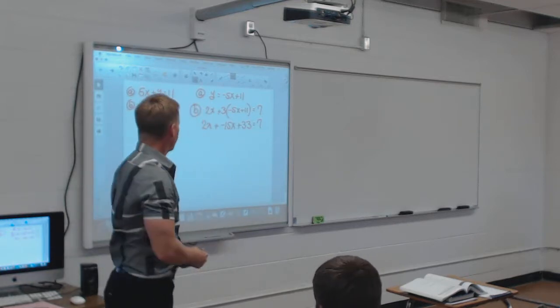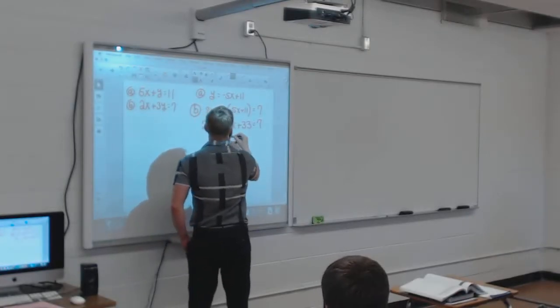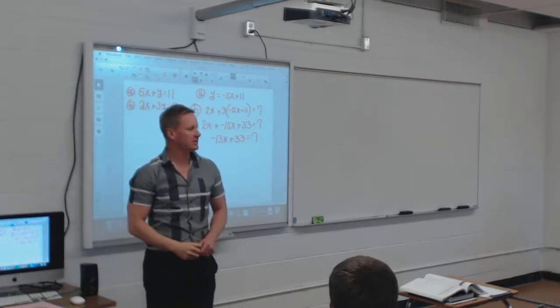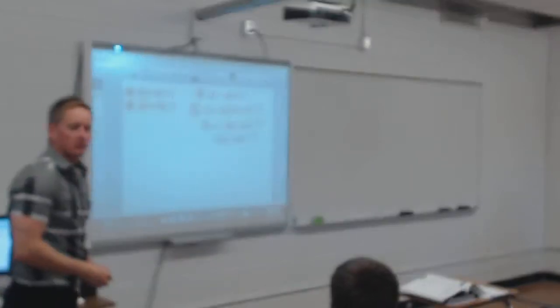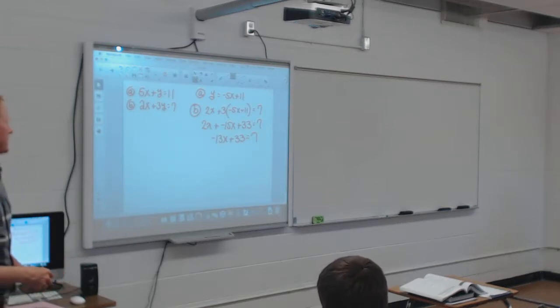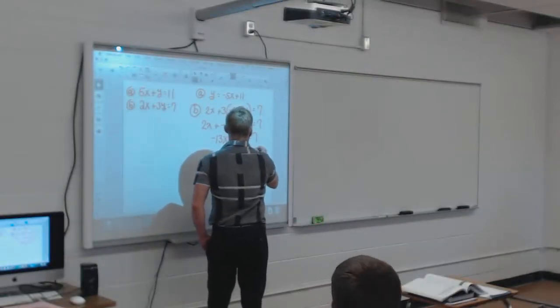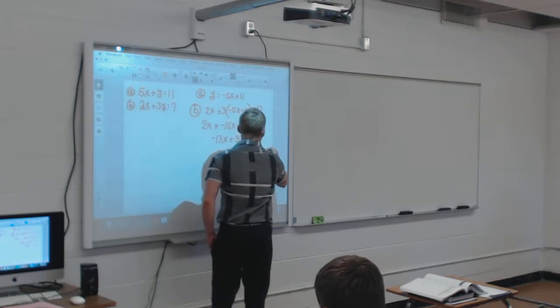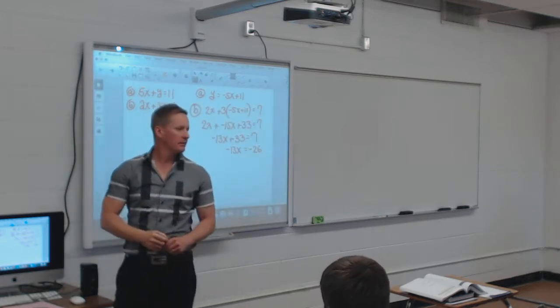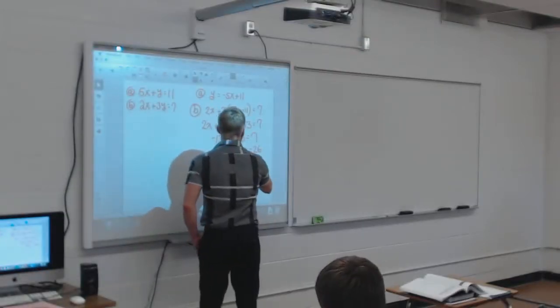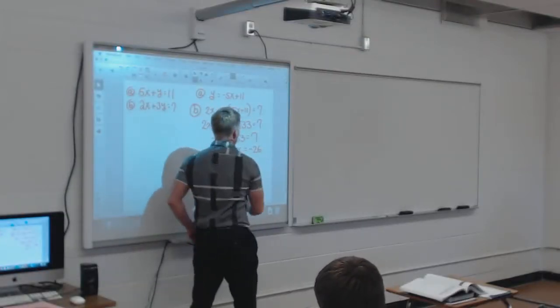So far, so good. Collect the like terms: minus 13x add 33 is equal to 7. I need to isolate the x, so what do I want to do next? Subtract 33. So that's minus 13x equals minus 26. Divide by negative 13. x is equal to 2.